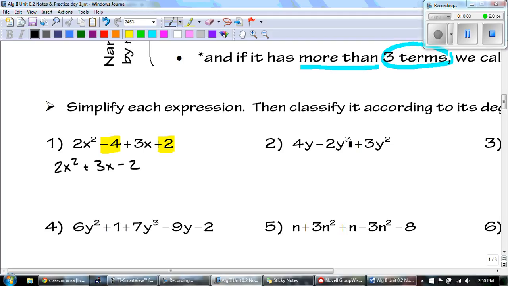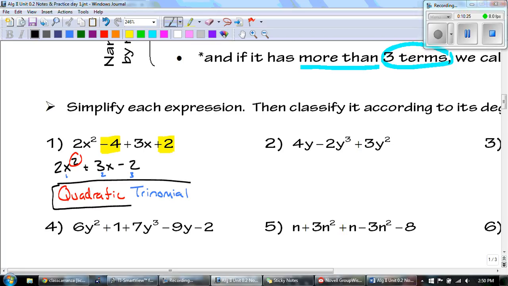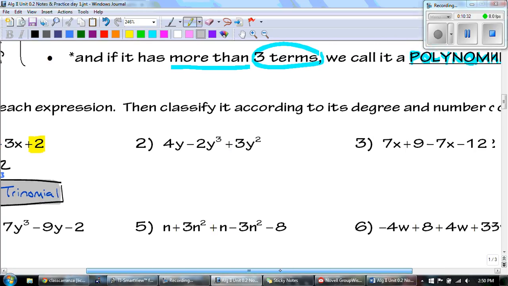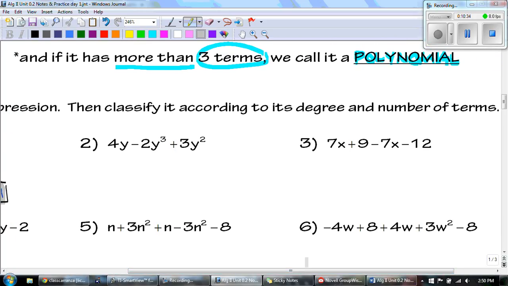So my highest exponent is squared, which means that it's going to be quadratic. And then counting the number of terms, 1, 2, 3, it's a quadratic trinomial. Okay, does that make sense? Let's take a look at our next one.